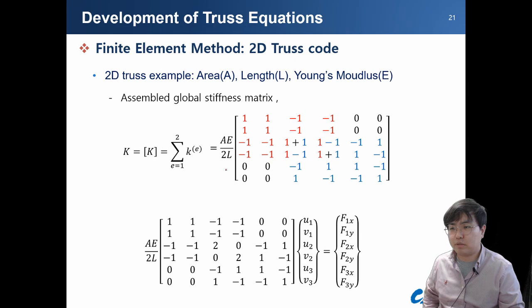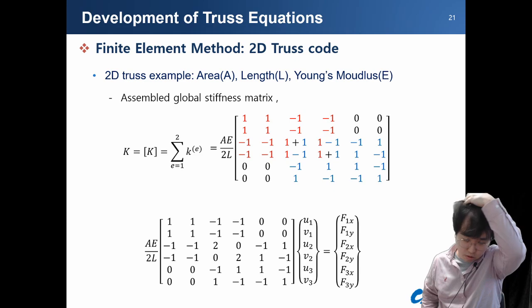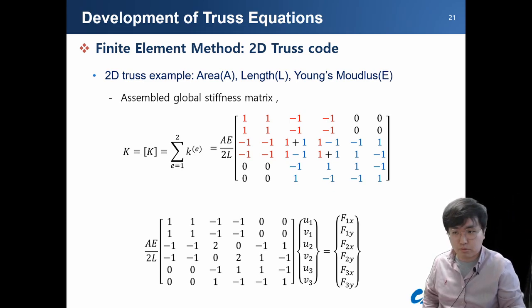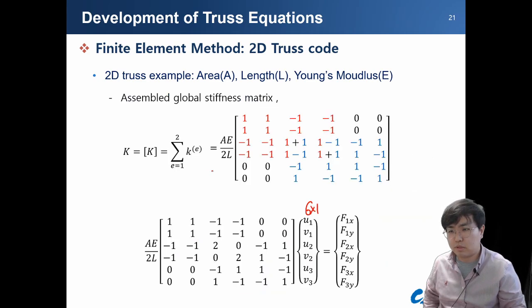And then finally the global stiffness equation looks like this. We have 3 nodal points, and each node has 2 degrees of freedom, so we have a total of 6 degrees of freedom. What is the boundary condition? This one is fixed and this one is fixed, and these two have some external forces, px and py. The rest are equal to 0, so we have 4 unknown reactions to be obtained.